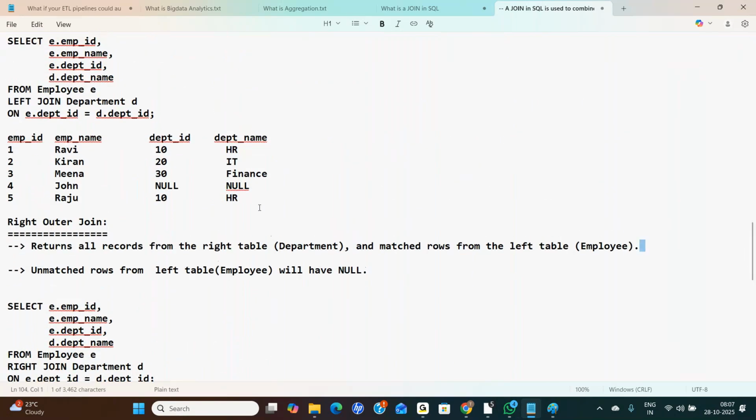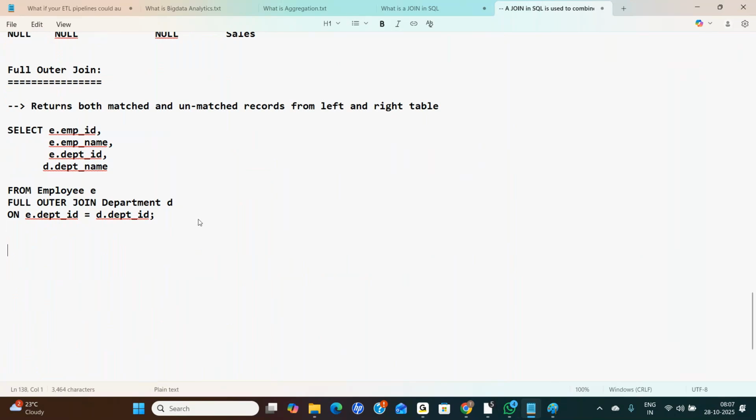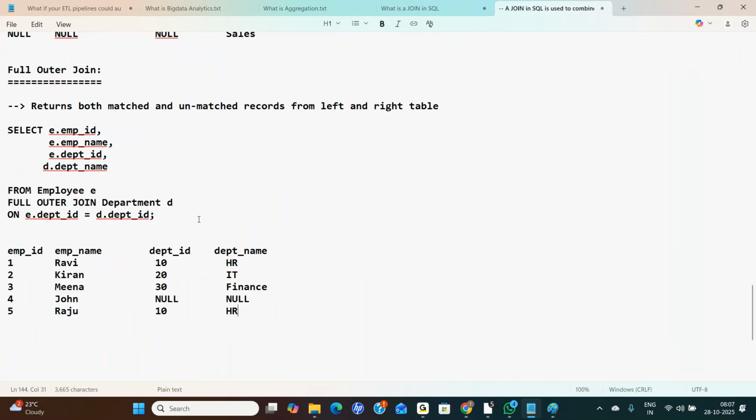I just want to take the output from the left outer join. Now you tell me what the changes in the output are. Matched records from both left and right table are there. Unmatched records from the left table are there. And what is the next record? The right table one is missing. Null, again null, and the department name is sales. This is the output you're going to get.